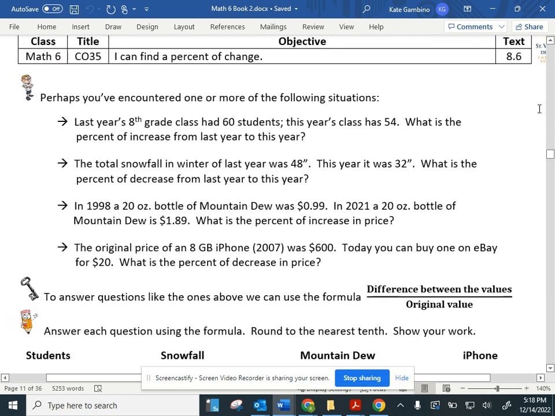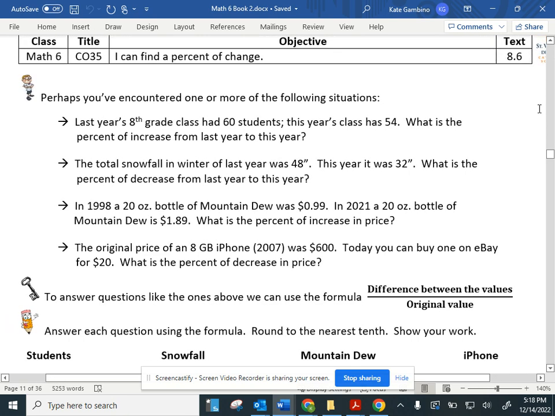Good morning. Today we are continuing to work on our percentages. Today we're doing CO35. I can find a percent of change. So it's just building on what we've already been doing with our percentages.